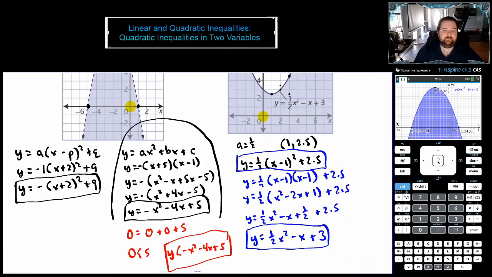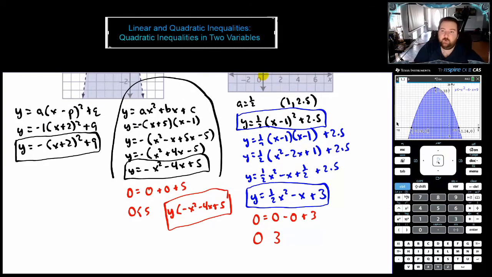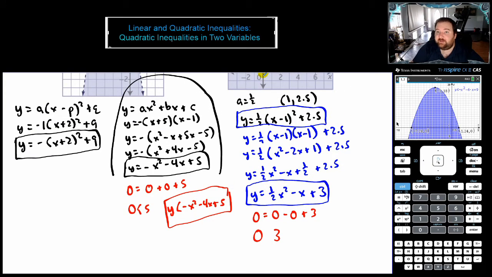Okay, that's my inequality. Now for this one, I'm going to do the same thing, really. I know that my shaded region is blue, so (0, 0) should be a solution. And so I'm going to plug in 0. This is 0 minus 0 plus 3. So my two numbers are 0 and 3, and I need to put something here to make it true. Why true? Because it's in the solution region.